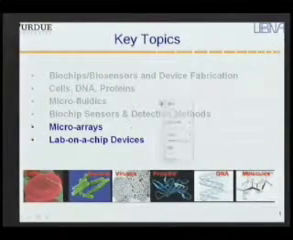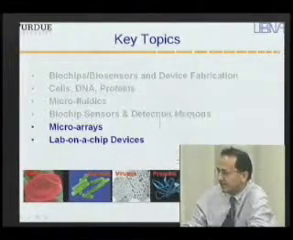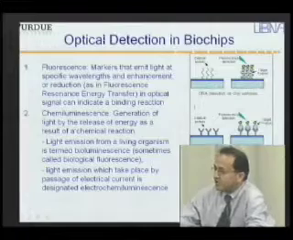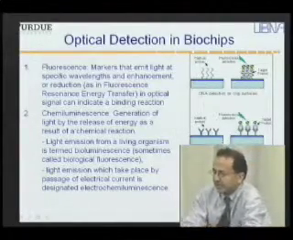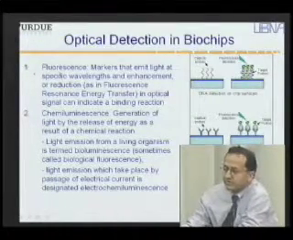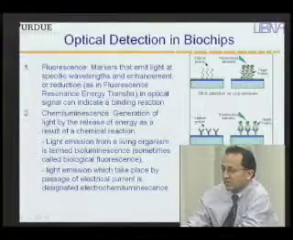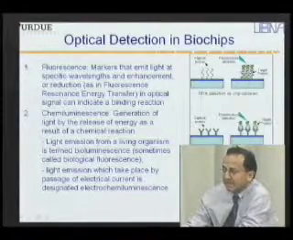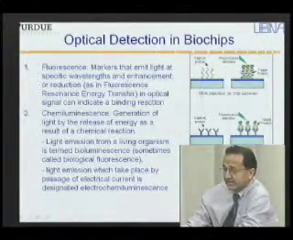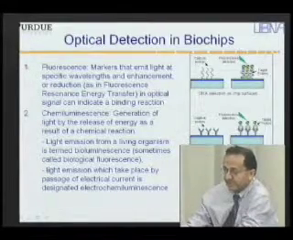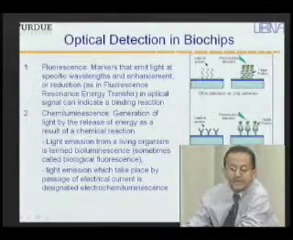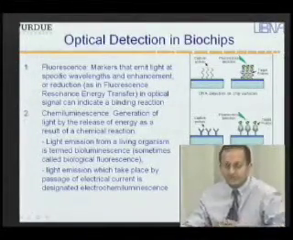So let's talk about microarrays and lab-on-a-chip devices. Optical detection in biochips can be performed using 2 main methods. One is fluorescence. This is the most commonly used method. Fluorescence molecules or markers are entities that emit light at specific wavelengths, and you can get enhancement or reduction, as in the case of FRET, fluorescence resonance energy transfer, which is a scenario where the optical signal is reduced upon a certain condition, and these approaches can indicate a binding reaction.